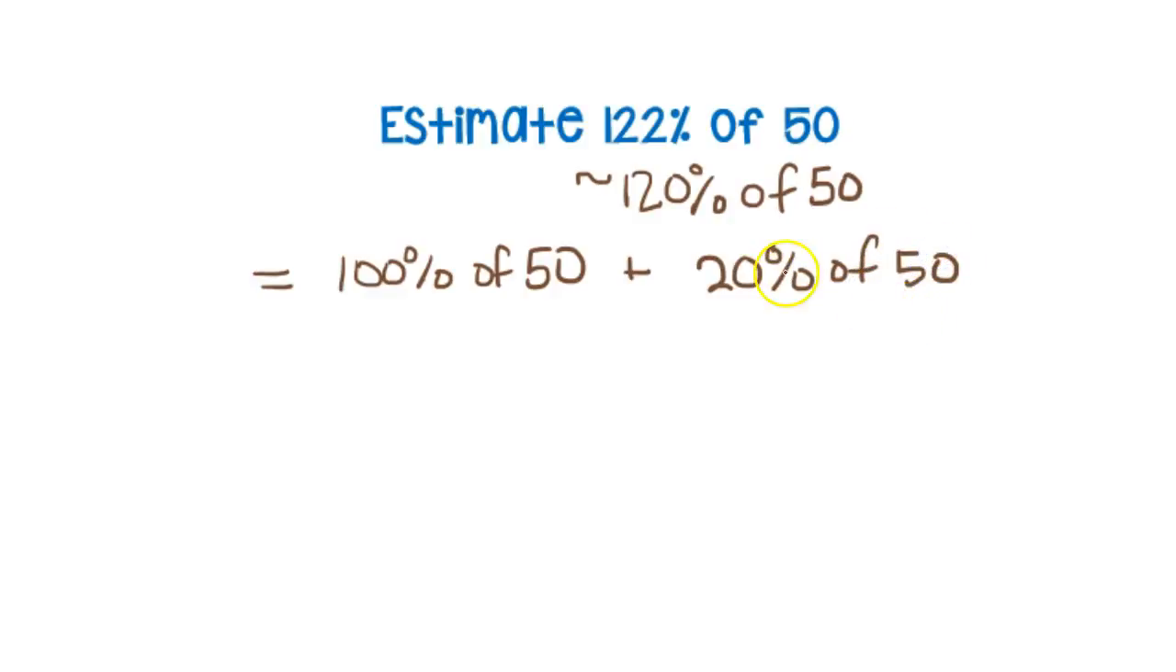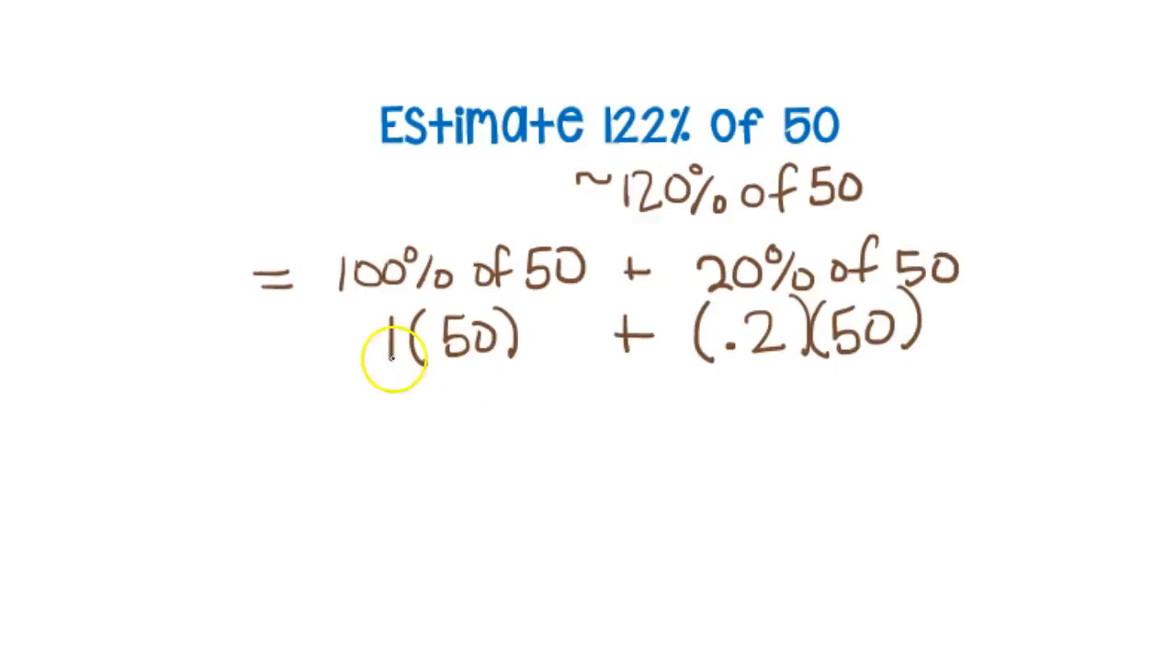100% of 50, if we write 100% as a decimal, this is 1, so this is 1 times 50, plus, now we can write this as 0.2 times 50. So here we have 1 times 50 is 50, plus 0.2 times 50, that's going to give us 10. So when we estimate 122% of 50, we're going to get approximately 60 as our answer.